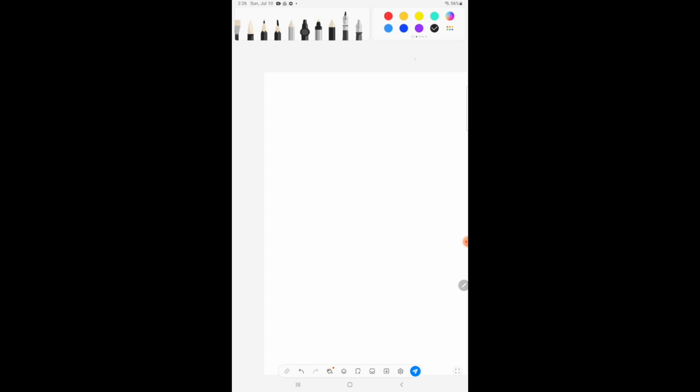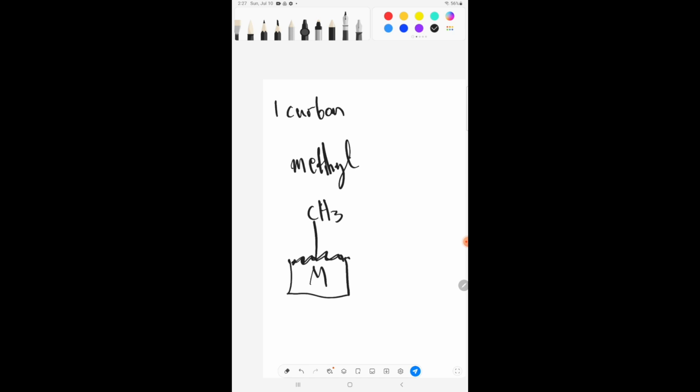Alright, we're going to go over basic nomenclature in this video for organic chemistry. So, when we have one carbon, we call this a methyl group. Methyl. Okay, so that is just CH3 attached to some molecule. I'm drawing this scribble representing some molecule M. Right, so this is a methyl group.